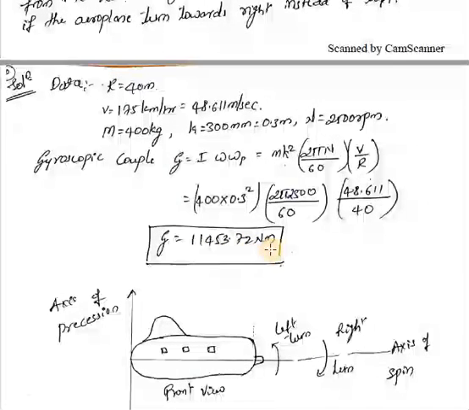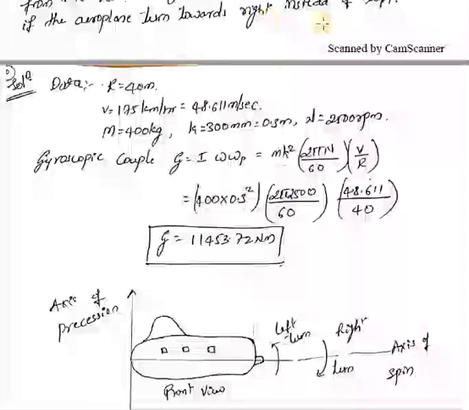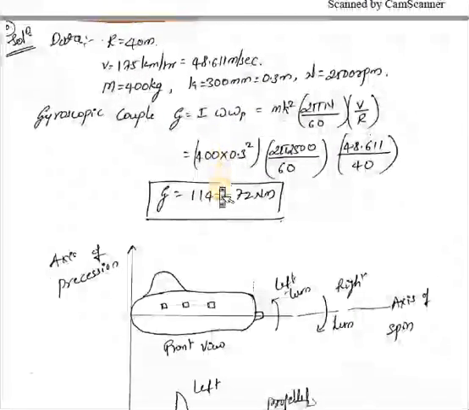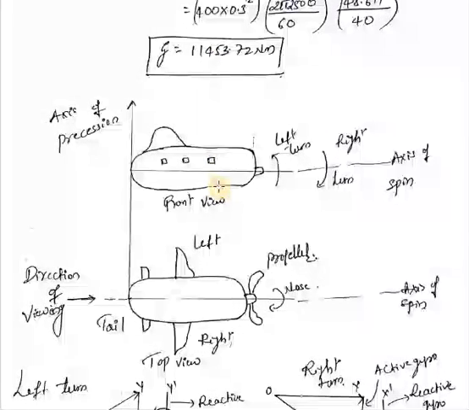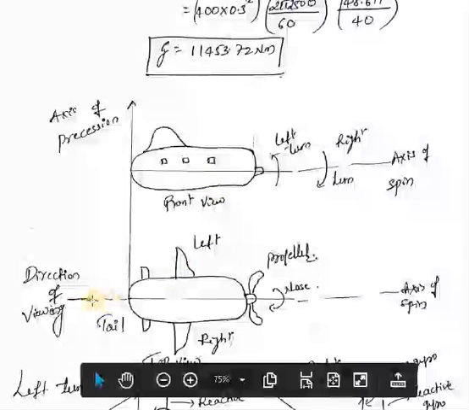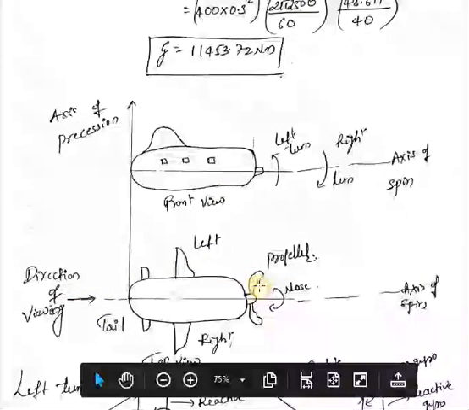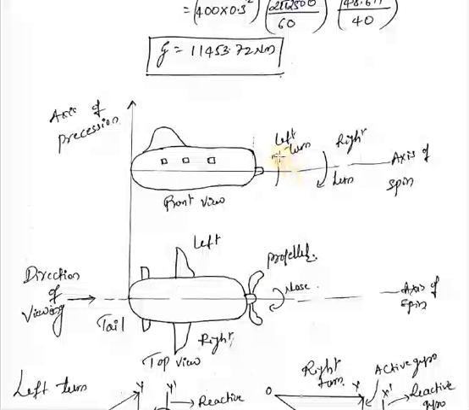G equals 11,453.72 Newton meter. Now to analyze the effect on the aircraft, he has given one condition: if the aeroplane turns right side instead of left side. When we view from the rear end, the rotation of the rotor is in clockwise direction. For the left turn, this is the direction, and for the right turn, this is the direction.